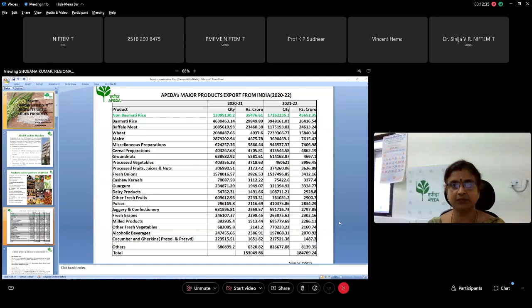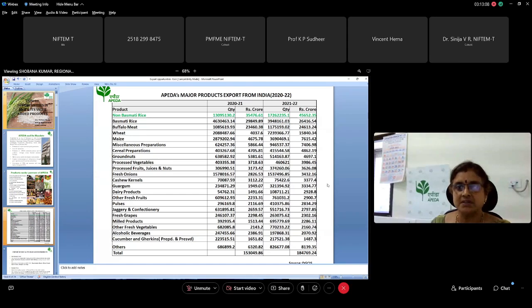of APEDA's mandated products. And the value of non-basmati rice is increasing for the last 3 years. This is still 21-22. And we have figures till January 2023 that I will be showing in the subsequent slides. But yes, non-basmati rice is widely accepted all over the world. And other products are basmati, buffalo meat, wheat, maize, miscellaneous preparations, cereal preparations.